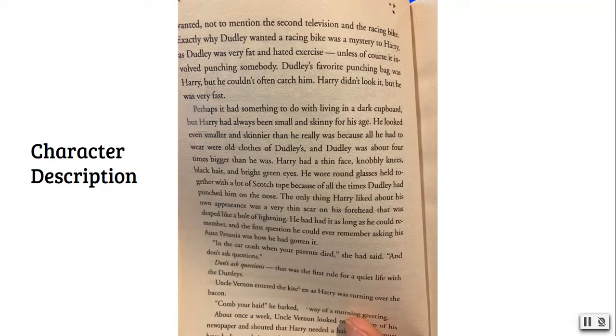Character description, it's pretty straightforward. Without a description of our characters, it's hard for the reader to picture them, understand them. So here's early in the book where we're learning who Harry is and what he's like.